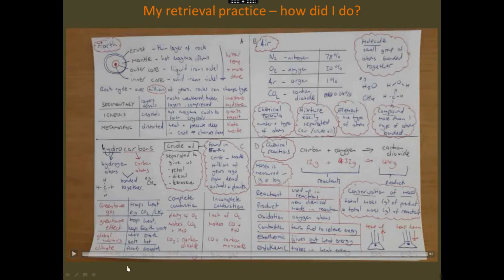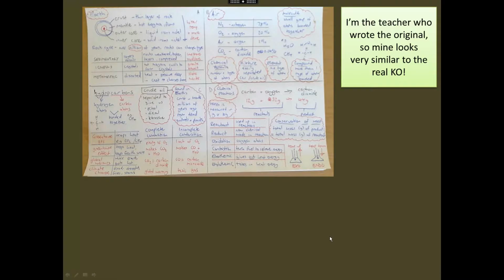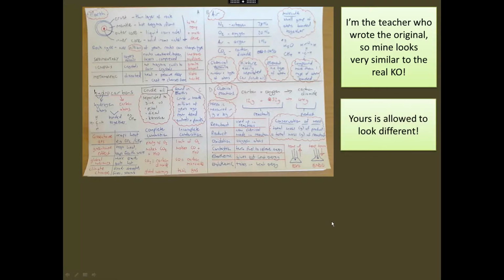Now, as you can see, mine is very detailed. That's because I'm the teacher. Yours will be less detailed. You might have much neater writing than me. You might be much better with your colors and your highlighters than me. But as a teacher, I would expect myself to be able to remember pretty much everything. Okay. So, I'm the teacher who wrote the original knowledge organizer, so you'd expect me to lay it out in the same sort of way because I can remember it because I wrote it. Yours is allowed to look different.